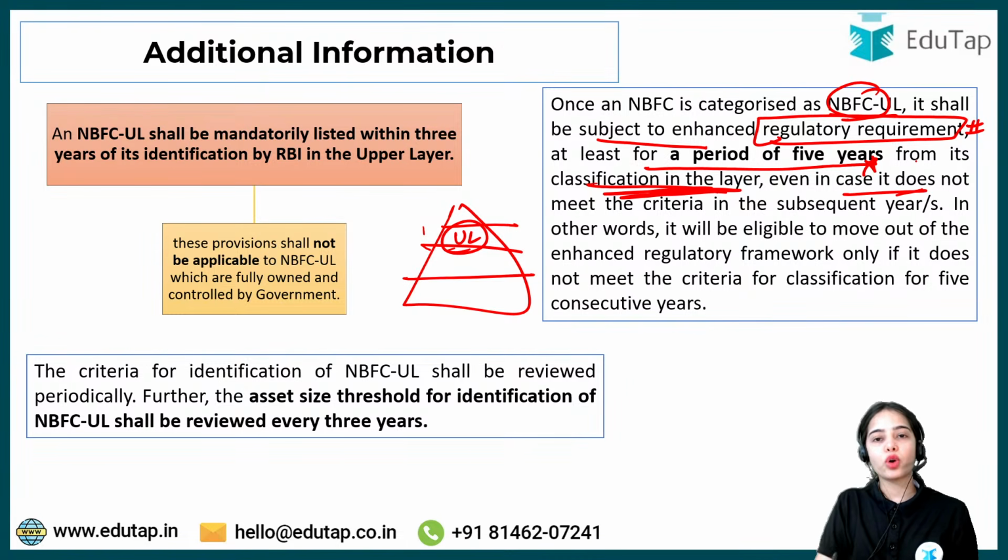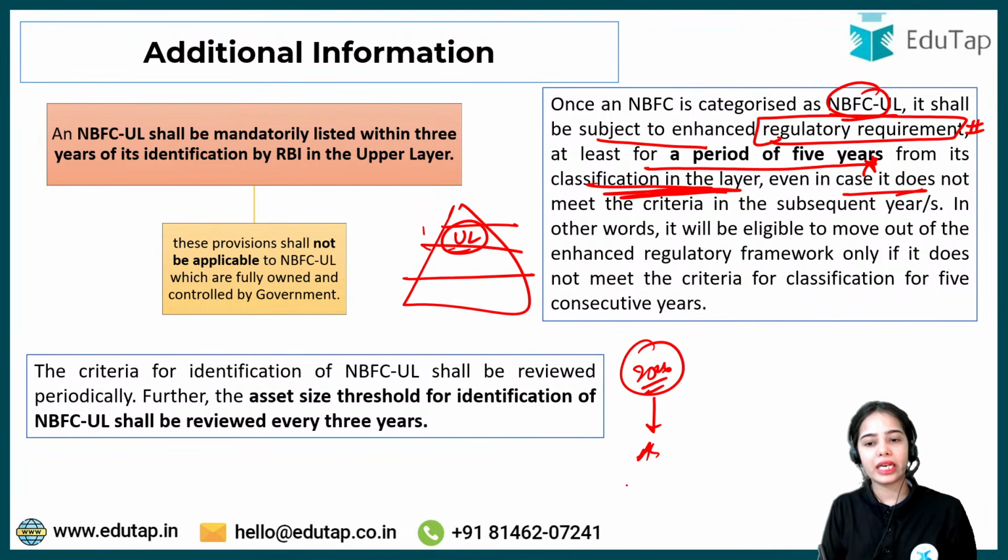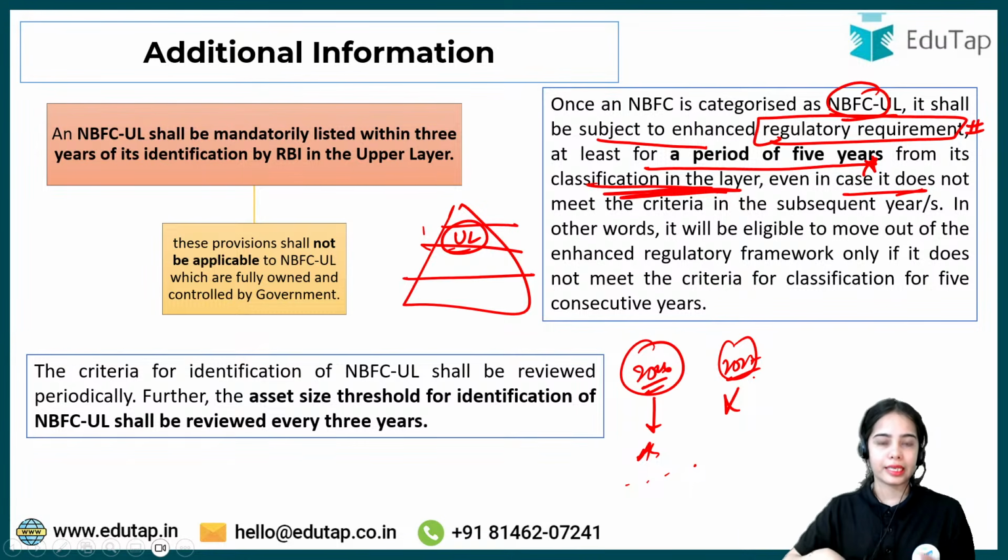Even in case it does not meet the criteria in the further years, let's say in 2026 it has the asset size of 1 lakh crore and above, but in 2027 it does not have such a large asset size, its asset size decreases.